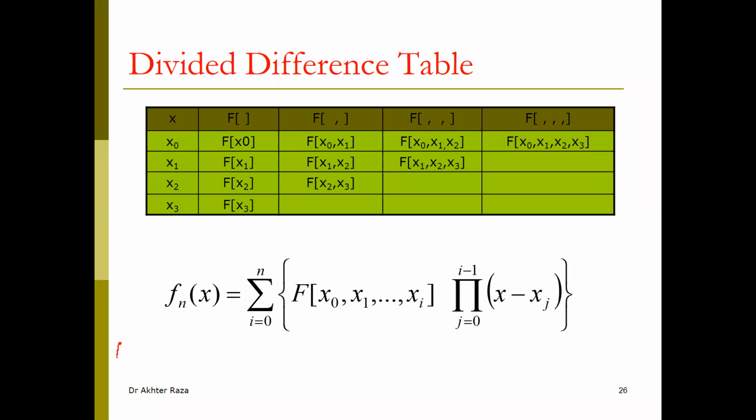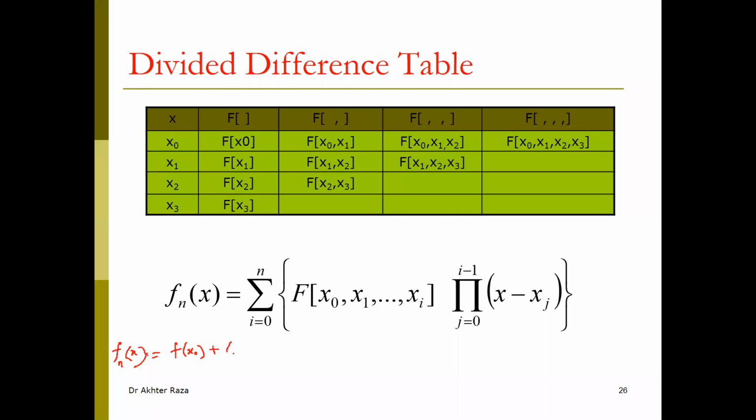The expanded form will be f_n(x) is equal to the sum from 0 to i minus 1. Suppose we put i as 1. If we put i as 1, we have f(x0) only. And if we put i as 0, this is 0 to minus 1, so there is nothing. So your first value will be f(x0).